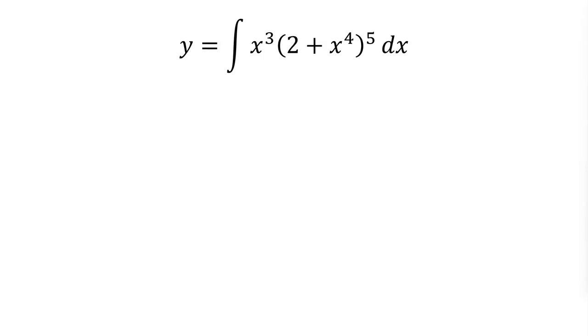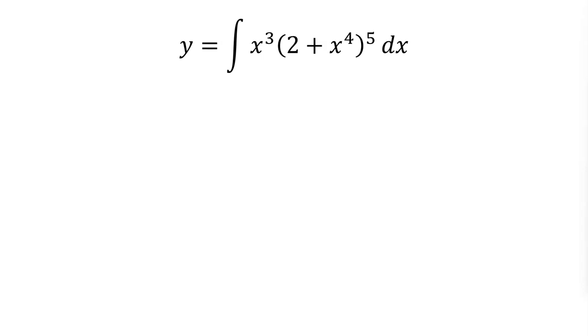All right. So again, here's the initial problem. y is equal to the antiderivative of x cubed times the quantity of 2 plus x to the 4th raised to the 5th power dx. So go ahead and pause it now and work on it yourself, and then unpause it when you're ready to start again.